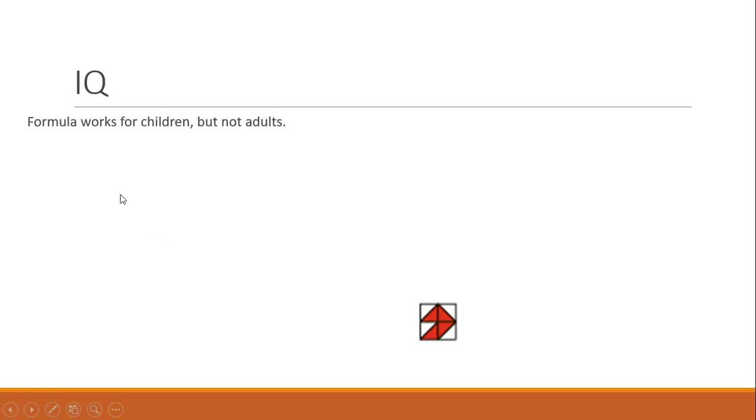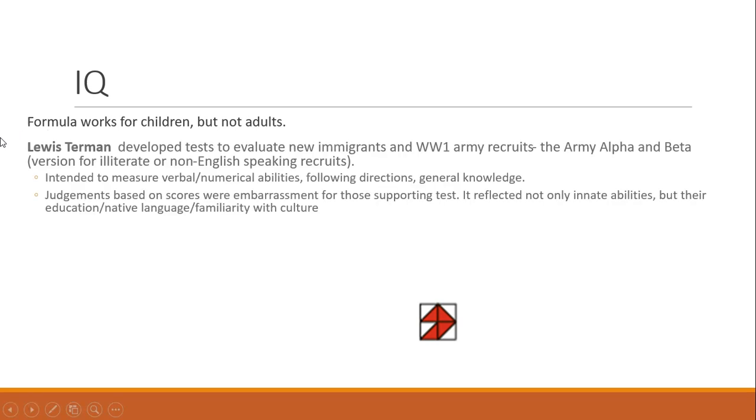All right, let's talk about IQ. This formula that they came up with worked well for kids, but adults not so much. So Terman developed tests to evaluate new immigrants and World War I Army recruits, the Army Alpha and Beta, versions for illiterate or non-English speaking recruits. It was intended to measure verbal, numerical abilities, following directions, general knowledge, but they also showed to be biased. Judgments based on score were an embarrassment for those supporting the test. It reflects not only innate abilities, but their education, native language, familiarity with culture. So it may not have been an accurate representation of what they know or what they could do, but more or less what they had experienced.